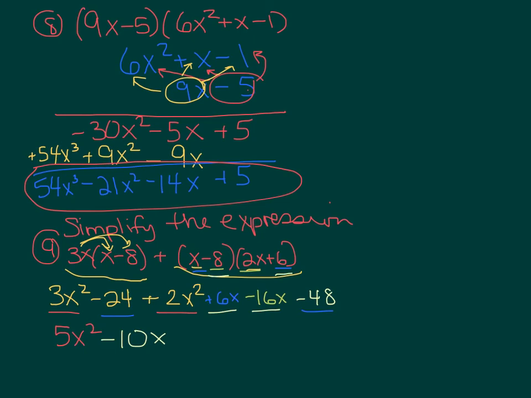When I put those together, if you can't do that in your head, that's fine. Feel free to work it out on the side. I will not take off points for doing that. In fact, I'd prefer that rather than just reaching straight for your calculator. You will end up getting minus 72. And that's my answer.